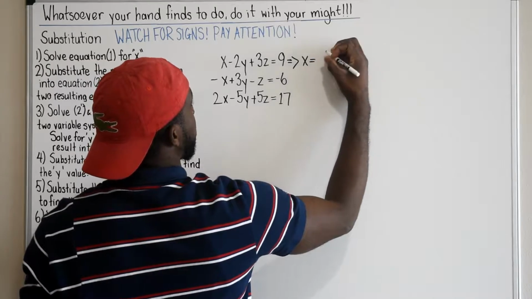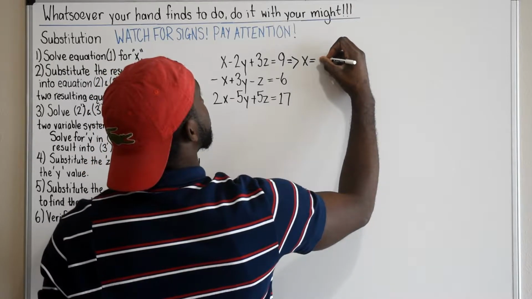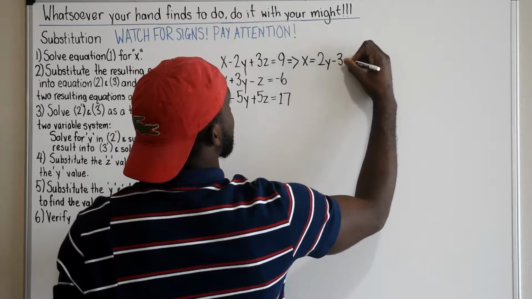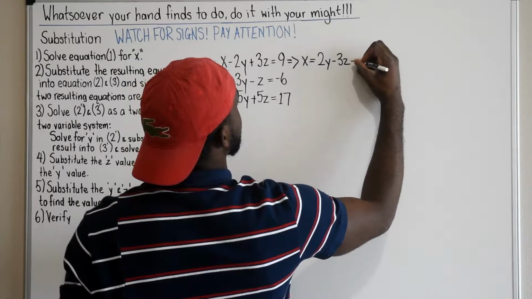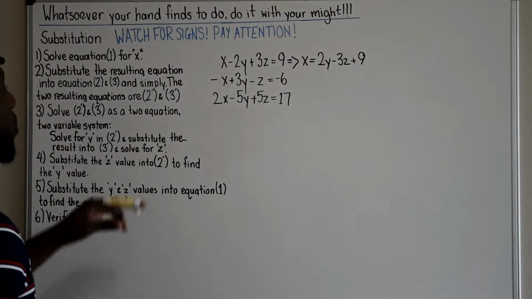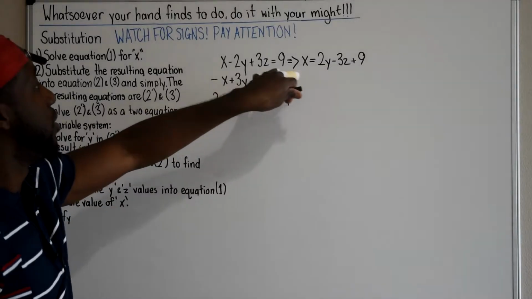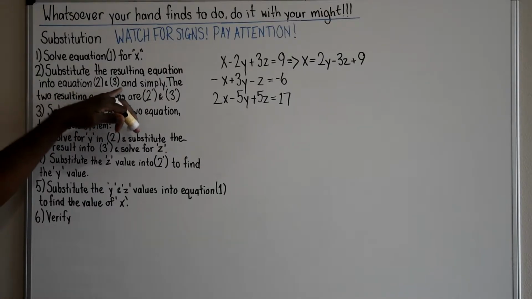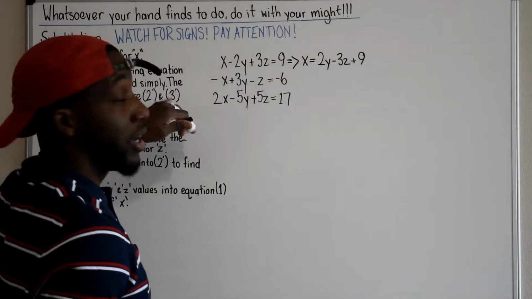All right, I'm solving for x. I'm going to move it on this side. Plus 9. Okay. So now I solved equation 1 for x. Now I'm going to substitute the resulting equation into equation 2 and 3, and then I'm going to simplify.